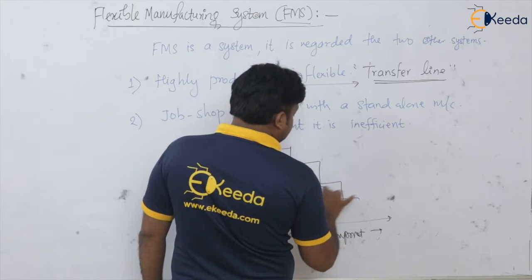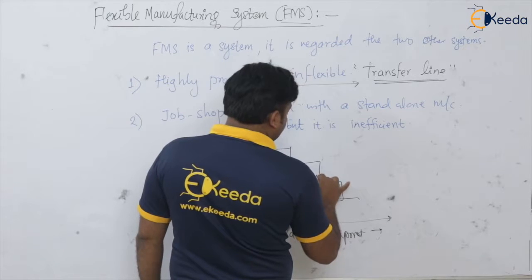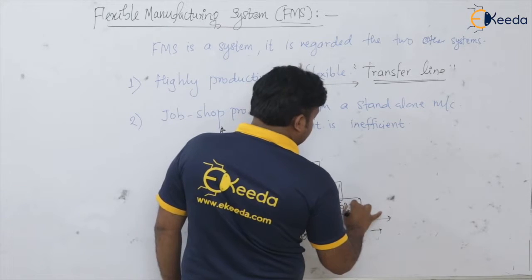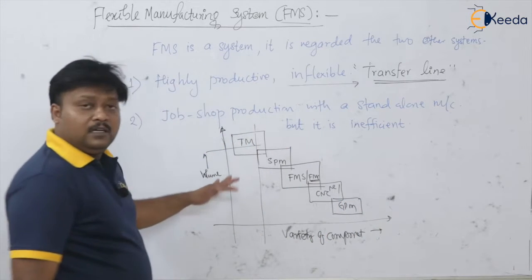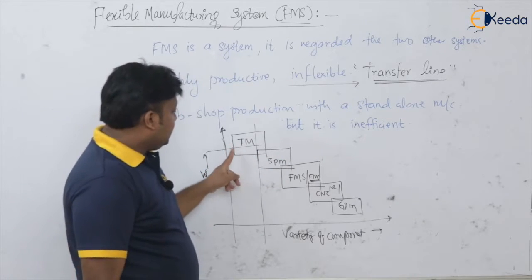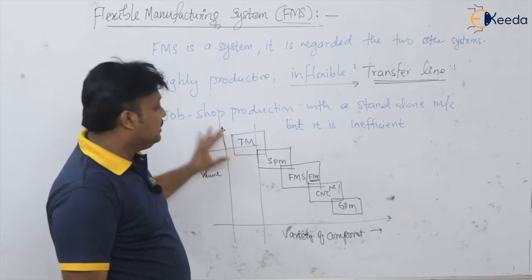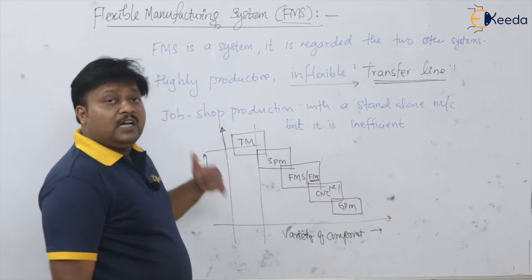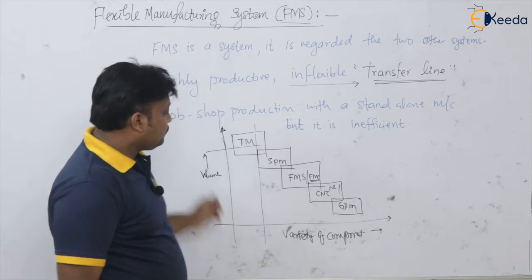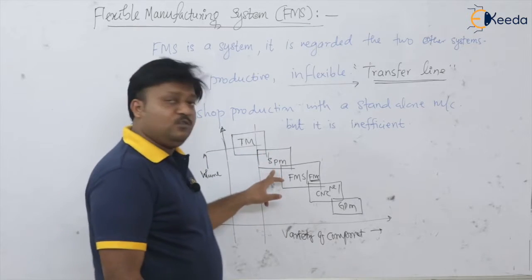Then we are having NC-CNC, rather I can say, and here FMS and FMC. Definitely we are going to see what is meant by FMC, and these are our general purpose machines. So look at this graph. You can say that the transfer machines are very highly productive machines which can produce higher volume, but very few varieties. Even special purpose machines are also used for mass production.